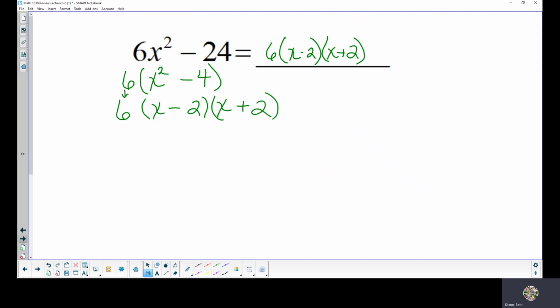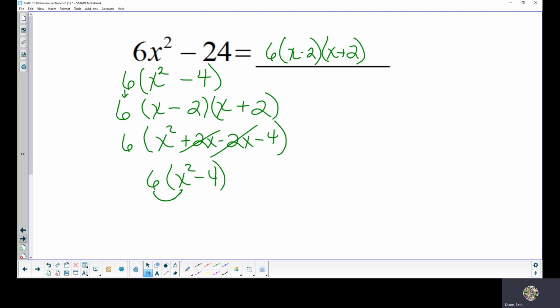But if I wanted to check it, I could multiply it back out. 6 times x is x squared. Outside would be positive 2x, inside would be minus 2x, negative 2 times positive 2 is a negative 4. The positive 2x and the negative 2x add to 0. 6x squared minus 4. 6 times x squared is 6x squared. 6 times a negative 4 is a minus 24, and that matches up to the original. Just remember that all of this is your check. This is your answer.